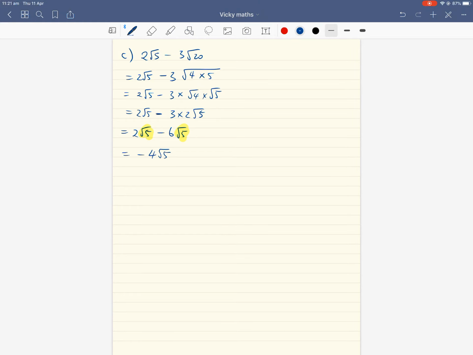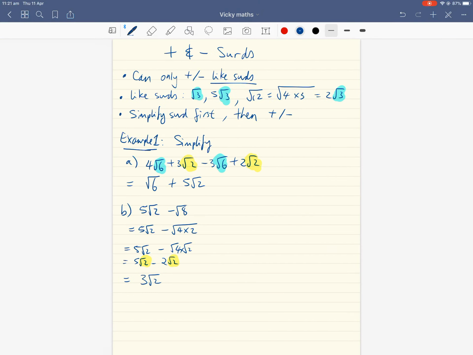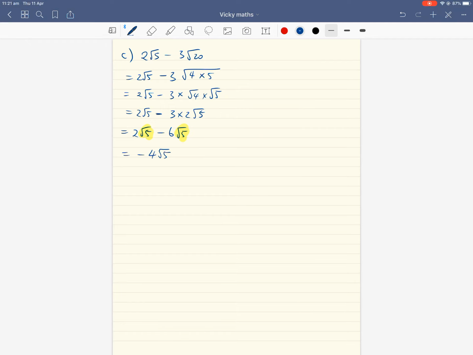So that's basically it for adding and subtracting surds. Make sure you simplify the surd first, and then you can gather any like surds and then add and subtract them. So to-do list.